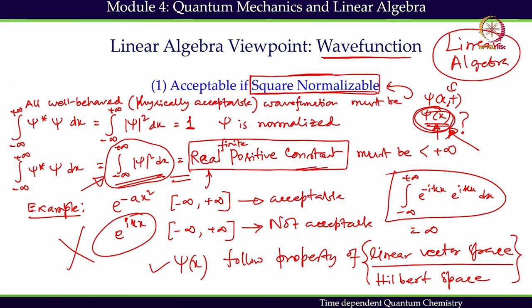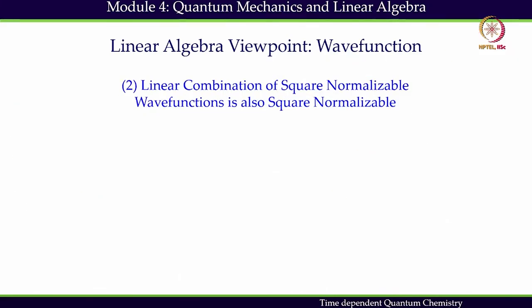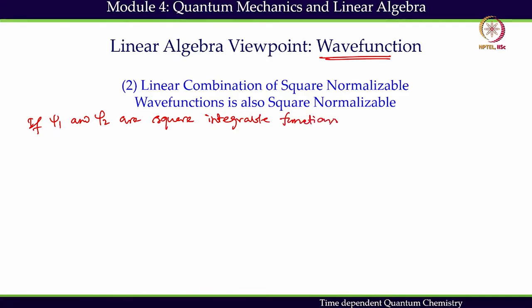So I have to start with always square normalizable wave function. Second property of wave function from linear algebra viewpoint is that if psi 1 and psi 2 are square integrable, which is square normalizable functions, which means that I have a vector space, linear vector space, let us say this is called Hilbert space.